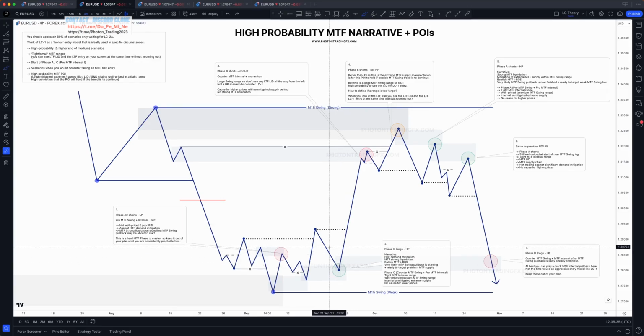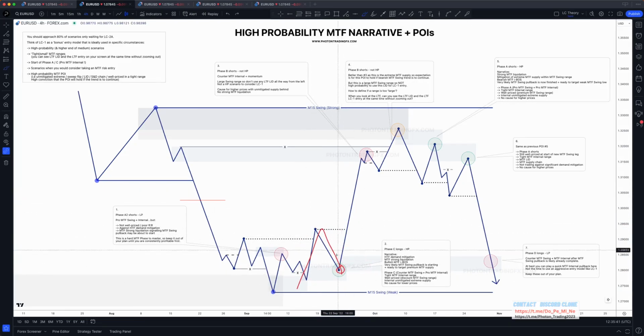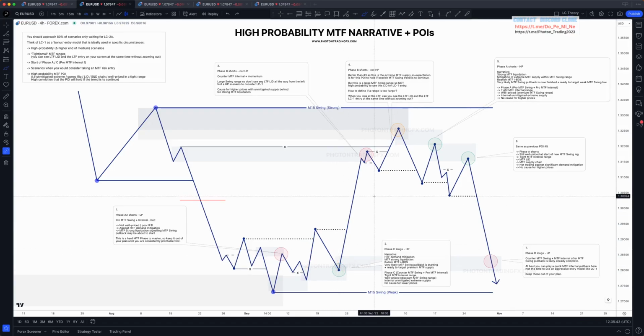So the reason why that's generally higher probability is because you're trading in line with the immediate price action. Those immediate ranges, you're trading in line with that far more often than not. So generally on the right side of the market.